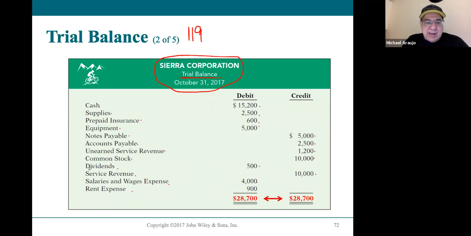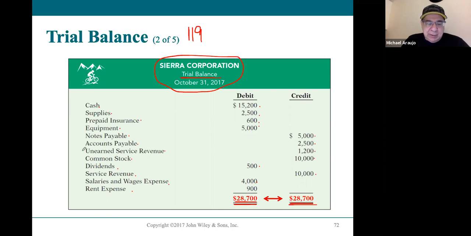Once you list all the accounts and their balances in the proper column, you're simply adding things down. What you want to see is that your debit balance of $28,700 will equal your credit balance of $28,700. So all of the debit balances added together equal all of the credit balances added together. And that's basically a trial balance. This is basically how we're going to be wrapping things up. Not that bad. There's no additional work.